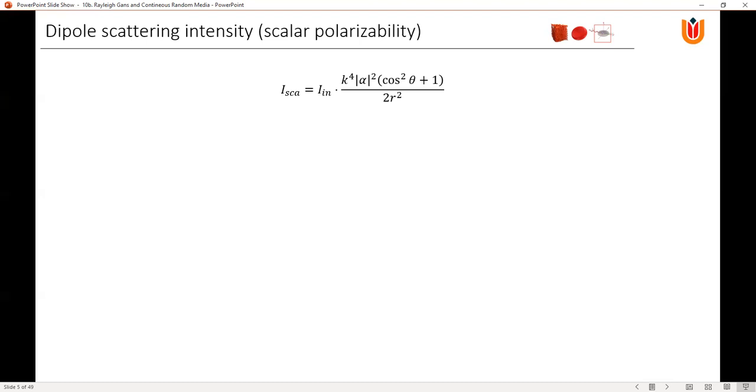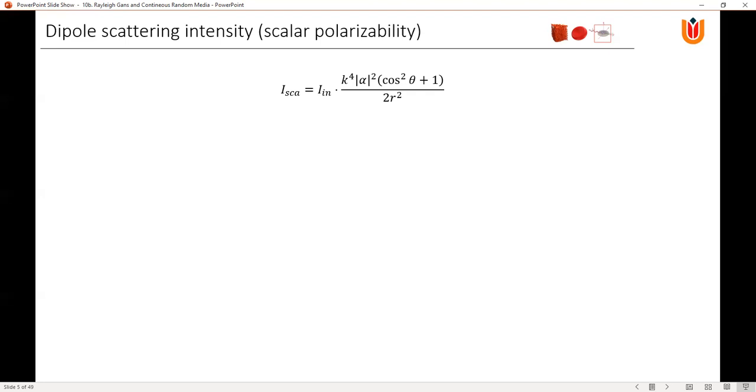k was the wave number, 2 pi over lambda. So that means that the intensity here scales with, or inversely with, lambda to the fourth power. That is a characteristic of Rayleigh scattering. So you see that there.